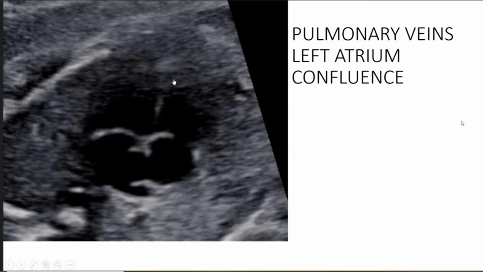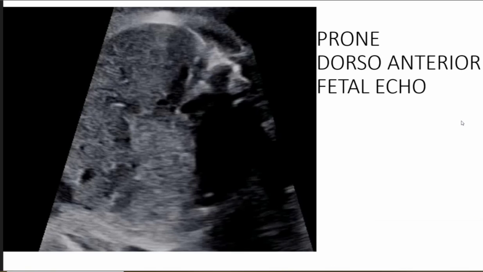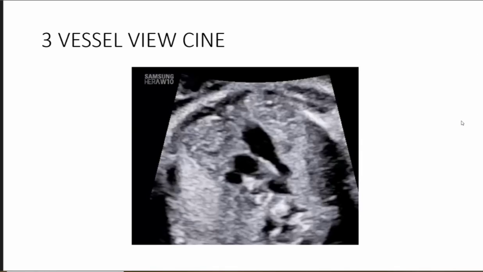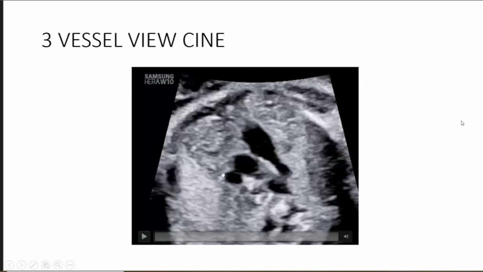Then this is the pulmonary venous anatomy. That's the right pulmonary vein, that's the left pulmonary vein, and you have to show that both pulmonary veins enter into the left atrium. This we have already done. When the fetus is in a prone position, we can still do fetal echo, but I would recommend people not to do fetal echo when it's in a prone position.